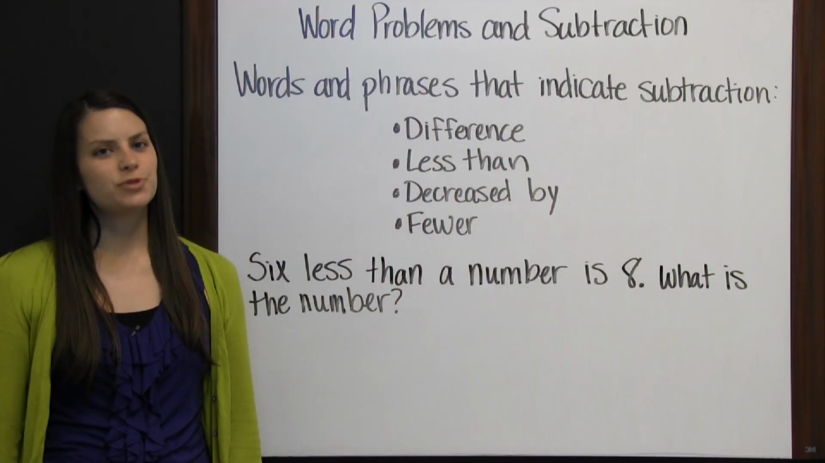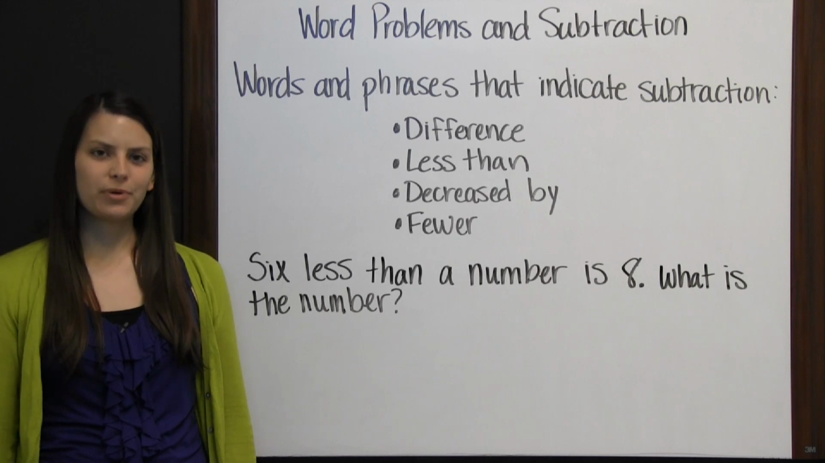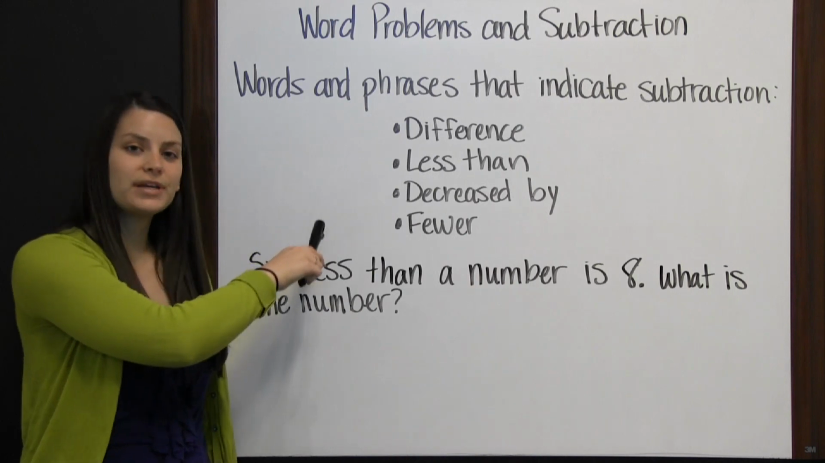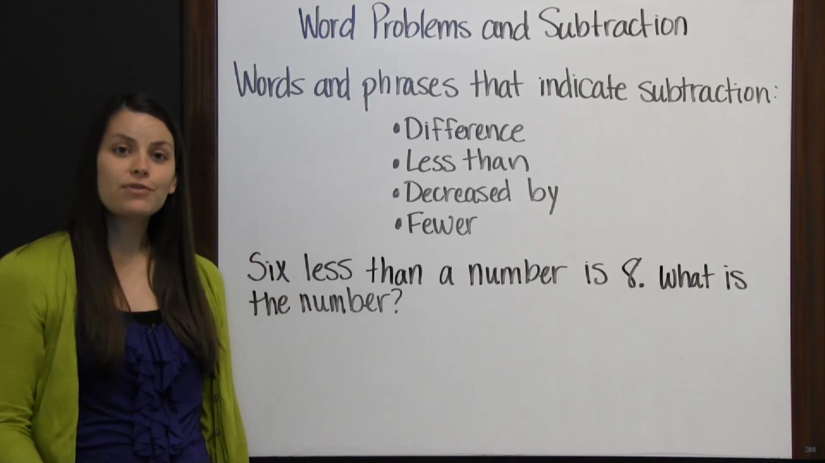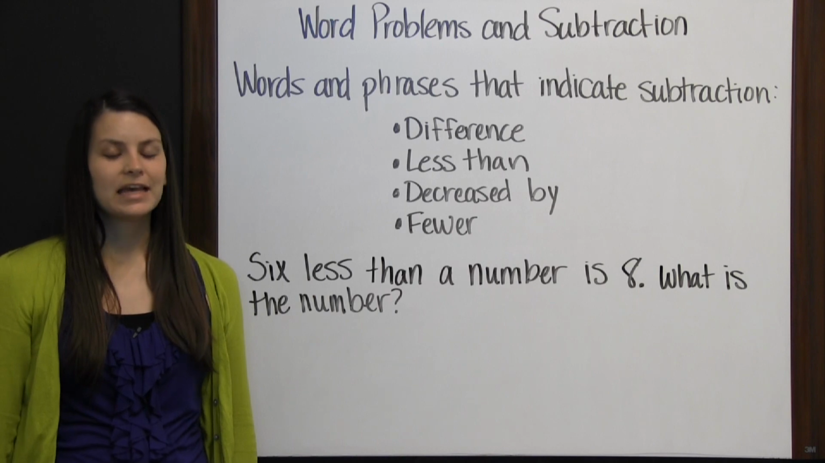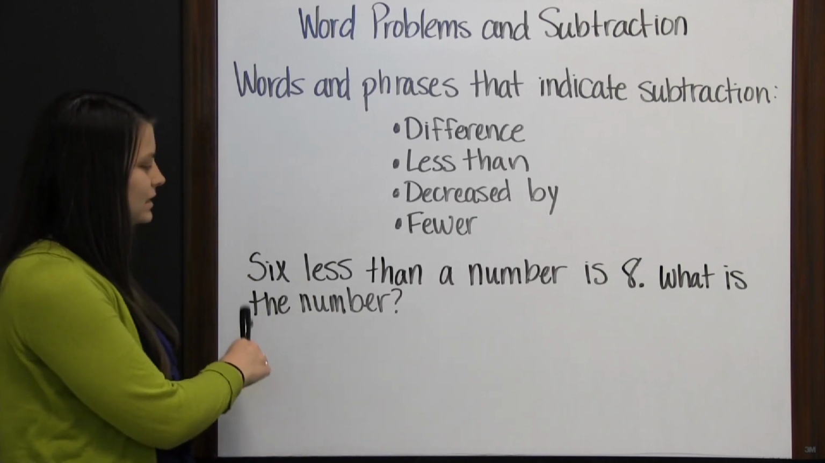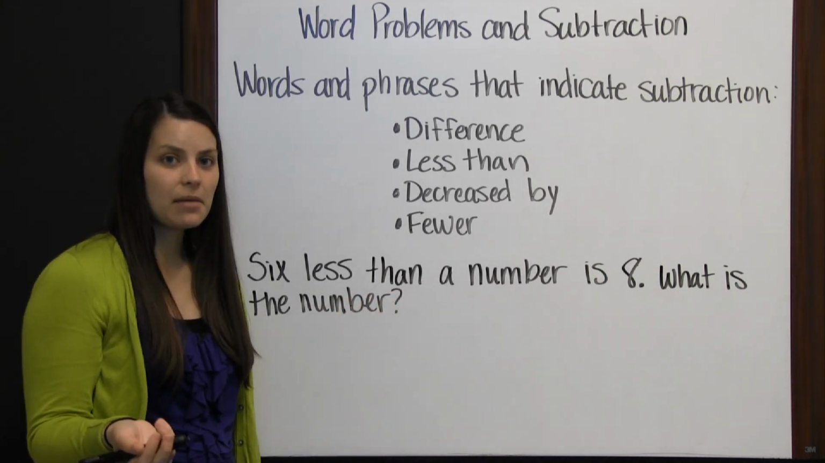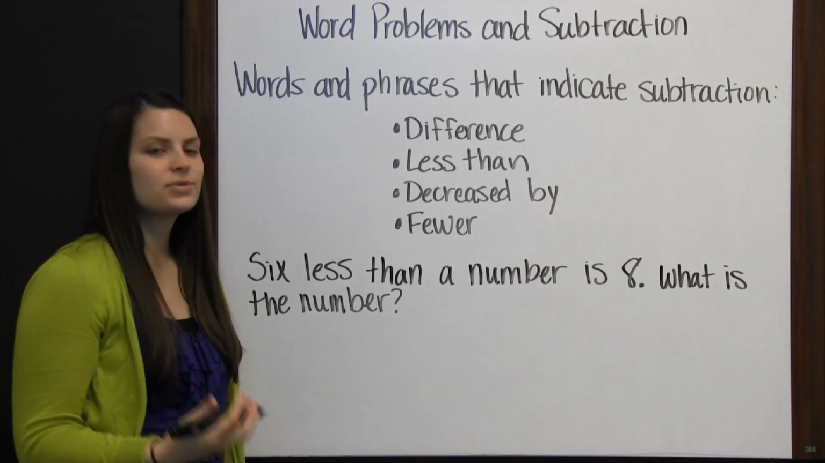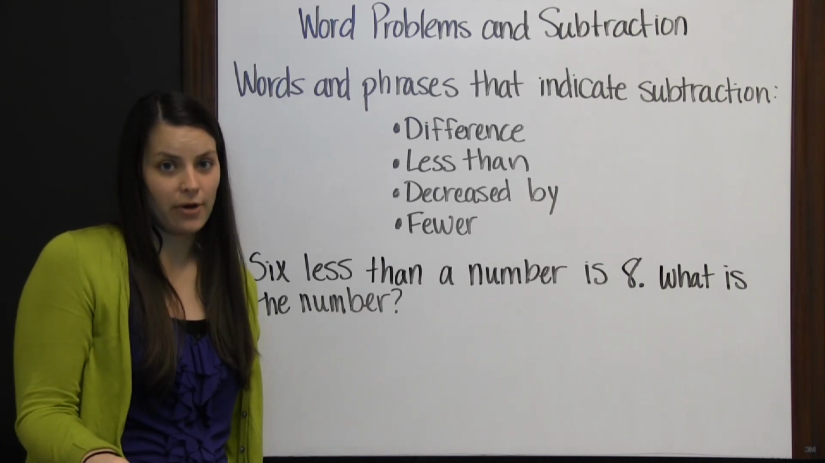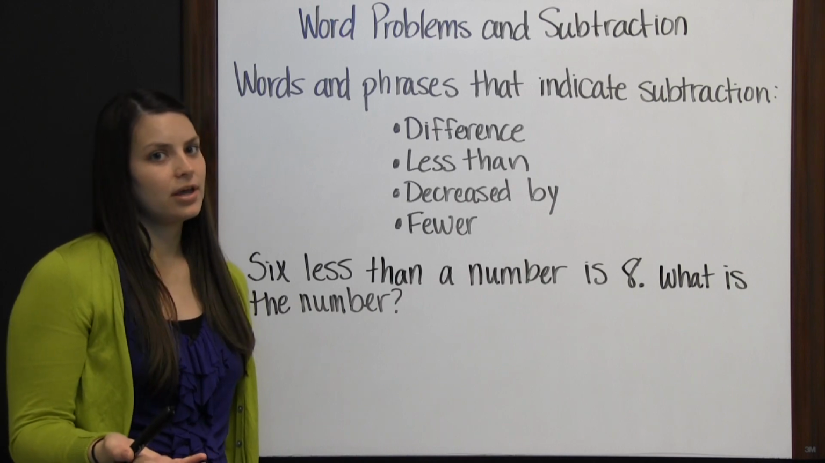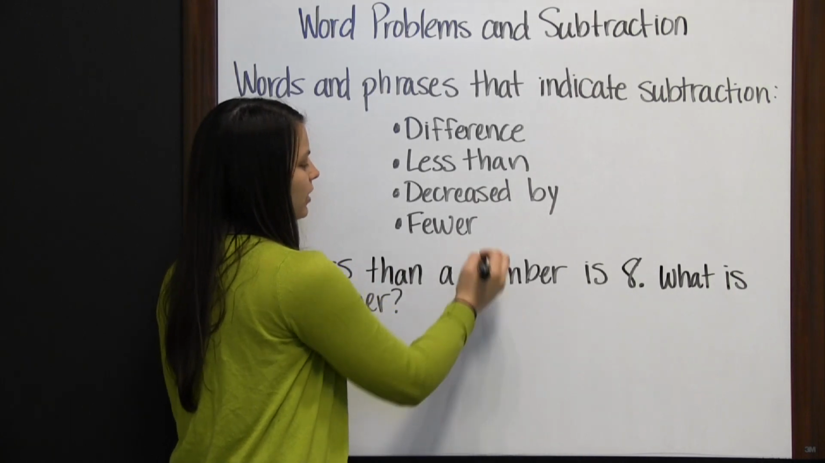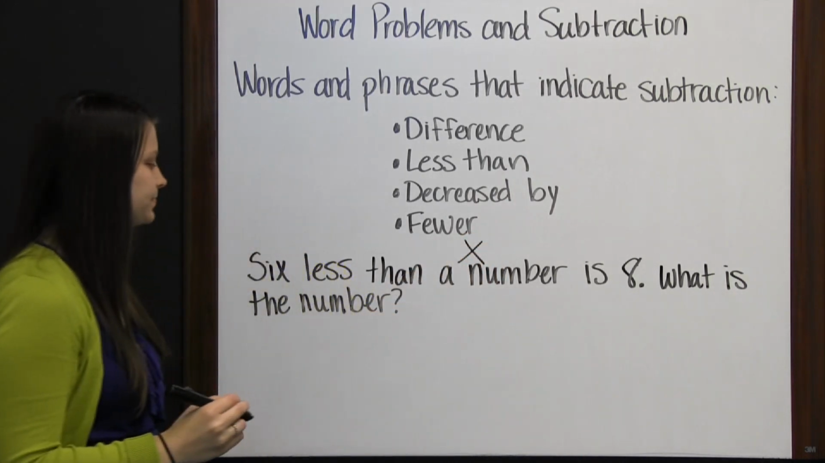Word problems and subtraction. When you read a word problem and you see words like difference, less than, decreased by, or fewer, then you know you're going to need to subtract. Let's look at an example. 6 less than a number is 8. What is the number? Since they're asking us what the number is, that means we don't know it. And if we don't know a number, then we use a variable for it. So right here where we see a number, I'm going to put a variable. I'm going to use x.